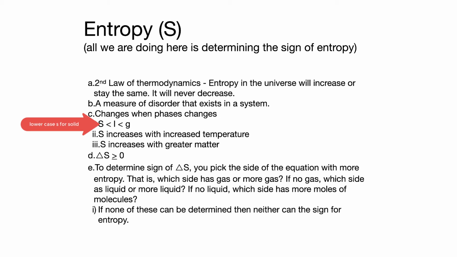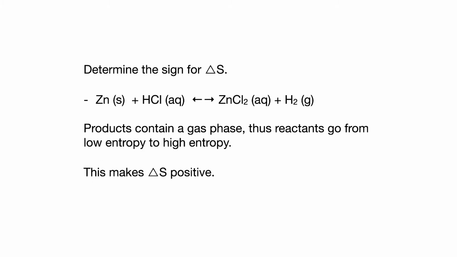So we remember our phases here. Gas is more chaotic than liquid. Liquid is more chaotic than a solid. So we're just looking at our phases and how many moles of each of these we have to determine which side has the most entropy. And whichever side that is, whether it's the reactant side or the product side, will determine the sign. Okay, let's take a look.